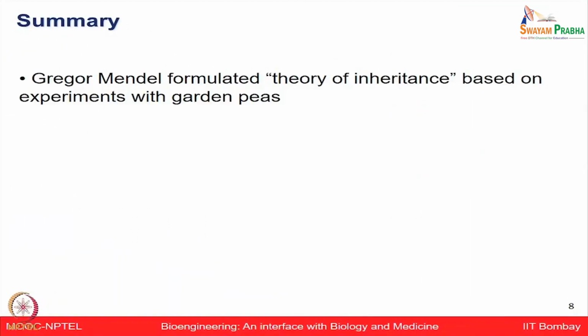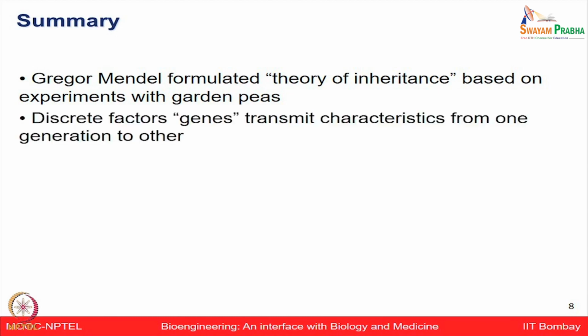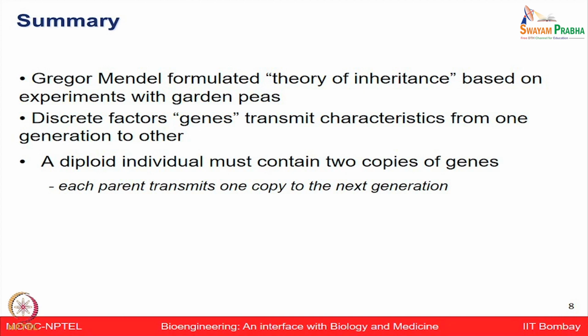So in summary, today we talked about Gregor Mendel and how he formulated the theory of inheritance based on experiments which he performed on garden peas. Mendel described genes as discrete factors and how these factors transmit their characteristics from one generation to the next generation. A diploid individual must contain two copies of genes which it inherits from both the parents, and each parent transmits one copy to the next generation.